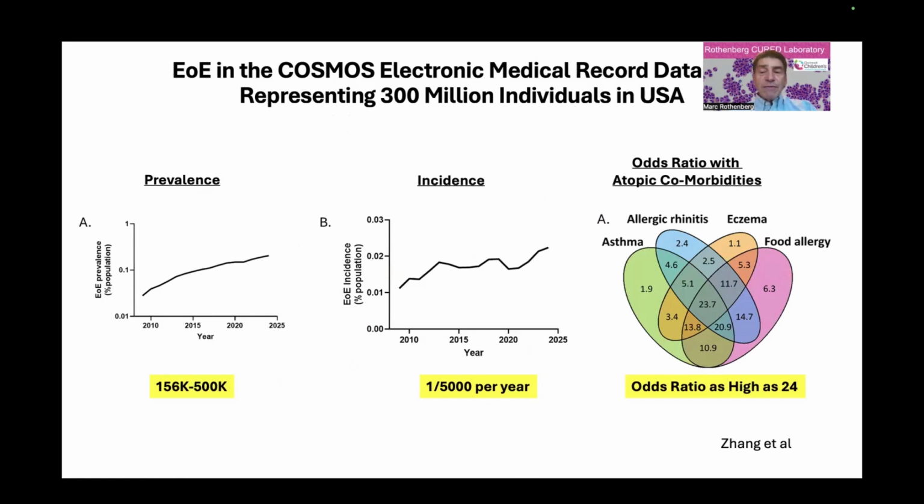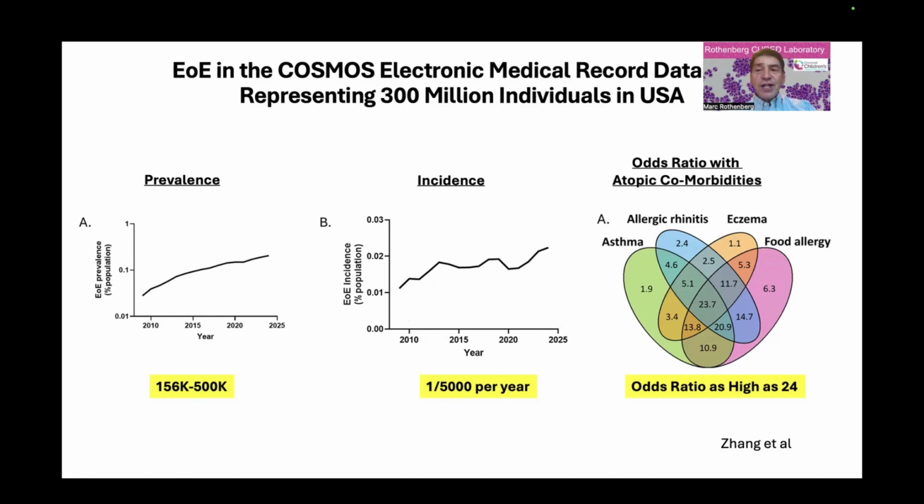Recently, my colleagues have been looking across the whole U.S. medical records, 300 million electronic medical records, for the prevalence and incidence of these diseases. And we can see in this data set that the prevalence is rising. The numbers in the US are quite substantial, up to 500,000 patients based on coding. The incidence also continues to rise, at about 1 in 5,000 new patients per year.